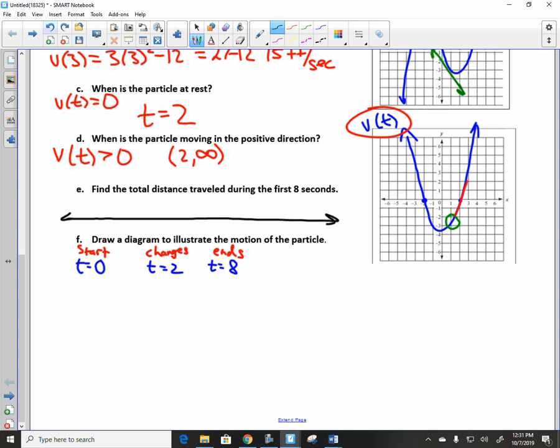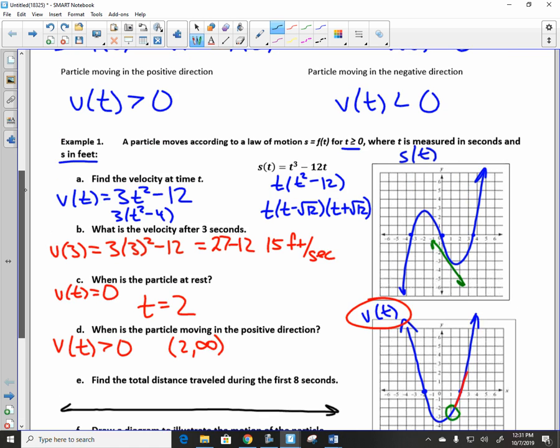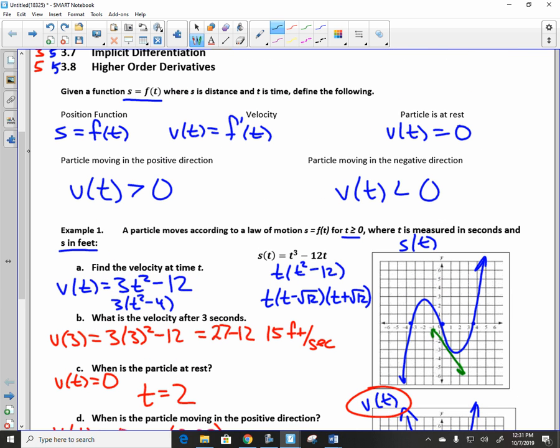So I'm going to draw a number line. I know at what time I start, I know at what time I'm changing direction, and I know at what time I'm ending. However, here's what we don't know yet. Where am I when I start? Where am I on the number line? And what can tell me that is not the velocity function, but rather the position function. The position function is right here. That tells me where I'm actually located on the number line.